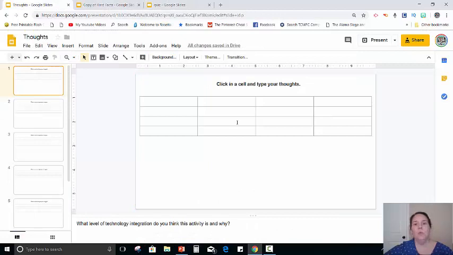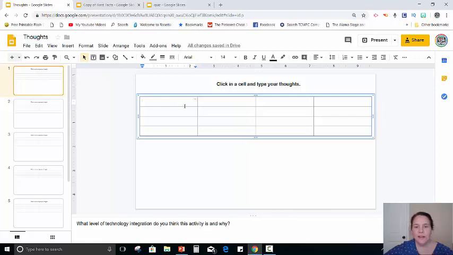So let's go to slide 1 on our thoughts. And what you're going to do is everyone's going to just click a different cell. We all have editing rights, so everybody can type at the same time. So just click one of the cells, and then you're going to answer the question: what level of technology integration do you think the activities, the flashcards and the quiz are, and why? All right, and after we're done, we'll share them with each other.